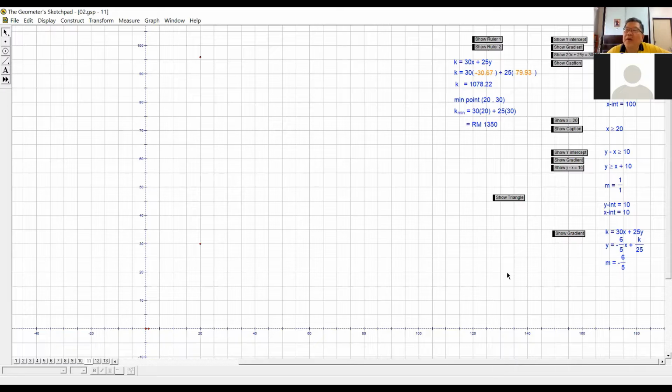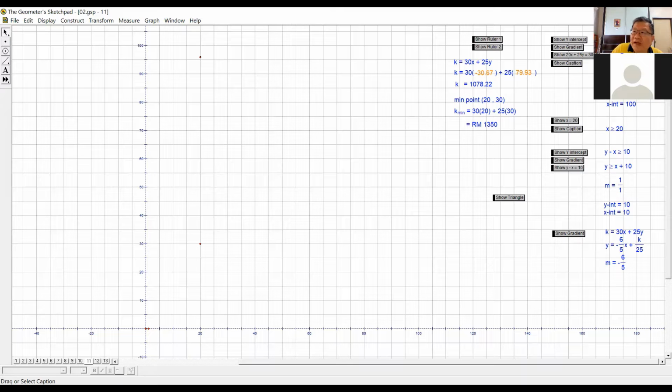Inequalities I have copied on this side here. Okay, so the first inequality is about the cost. I want to plot this line here. Okay, 30x plus 25y equals 3000. So I change this equation into linear form.